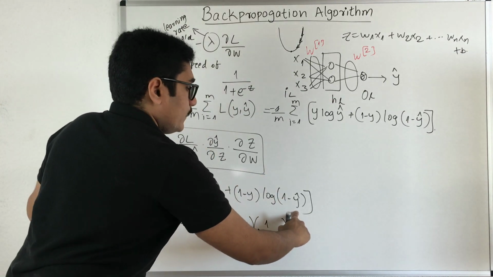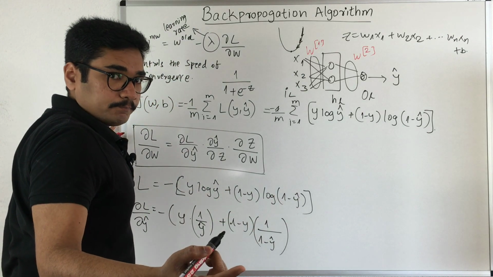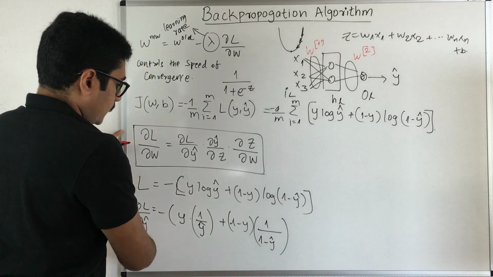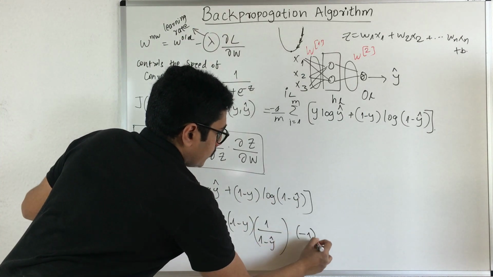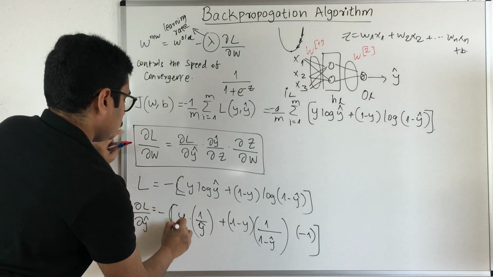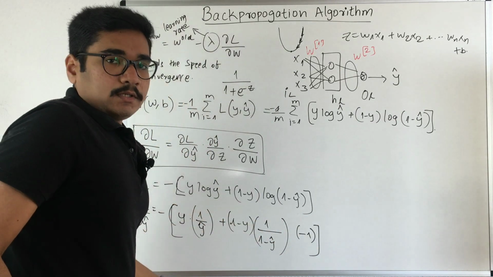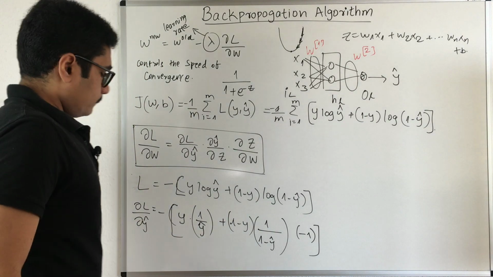Now the derivative of minus ŷ, which is a function of ŷ, that is nothing but your minus 1. So this completes your derivative with respect to the chain rule.